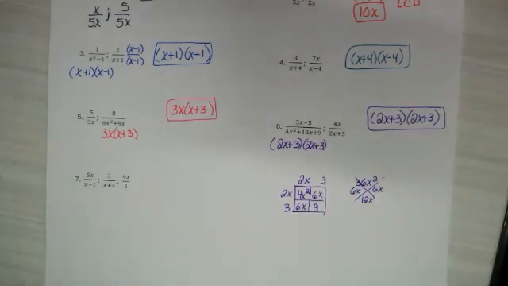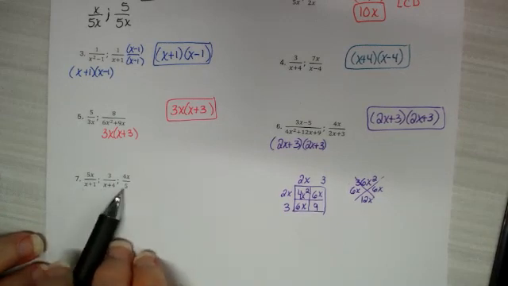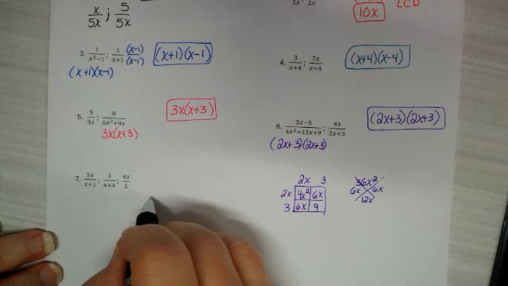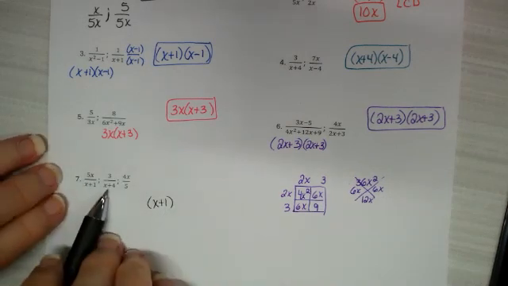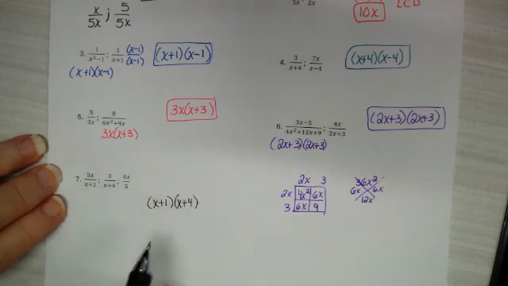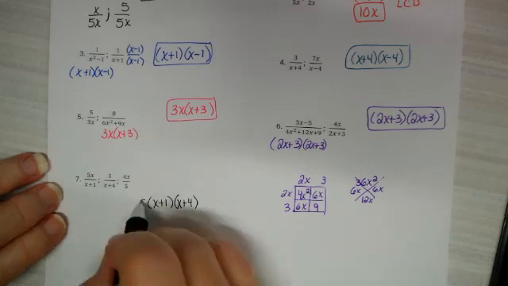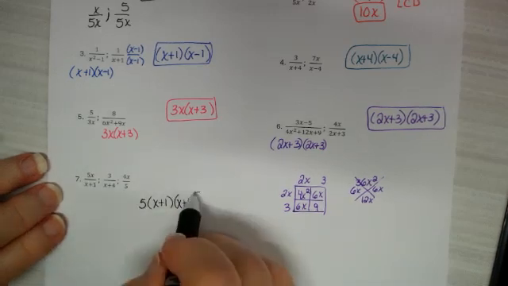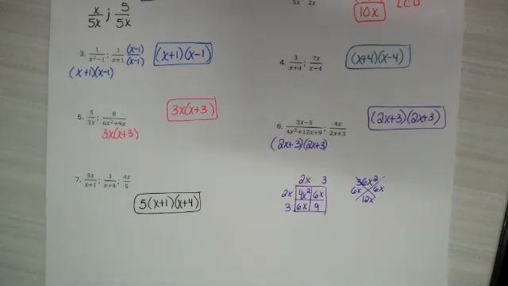Let's take a look at number 7. All right, I see 3 totally different denominators. So I'm just going to write one of them down, x plus 1. Okay, got the first denominator. How about the second one, x plus 4? I need it. So I'll write that factor. And then my last denominator is a 5. I don't have a 5 anywhere. So I'll multiply that in. And there is my least common denominator. So if you can get the concept of finding that common denominator, adding and subtracting gets a lot easier.